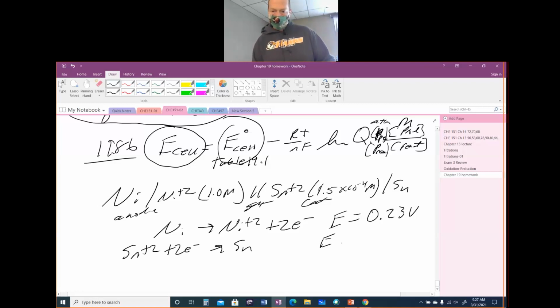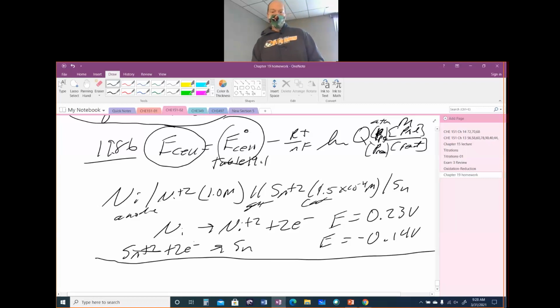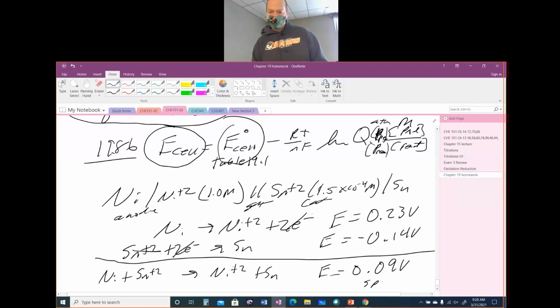Then you have your reduction, Sn plus 2 plus electrons goes to Sn. Your E value for that, right off the chart, you do not have to change the sign. It's a reduction, 0.14 volts. And so when you add them up, you already have 2 electrons gained, 2 electrons lost, so you don't have to multiply by anything. So you simply have your nickel plus Sn plus 2 yielding nickel plus 2 and Sn with an E value of 0.09 volts. And so we know it's going to be spontaneous.